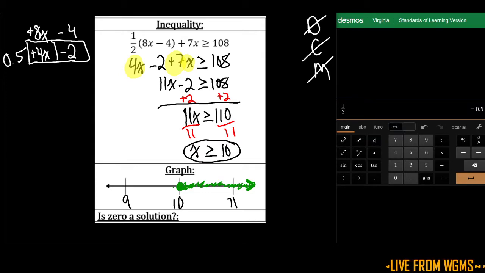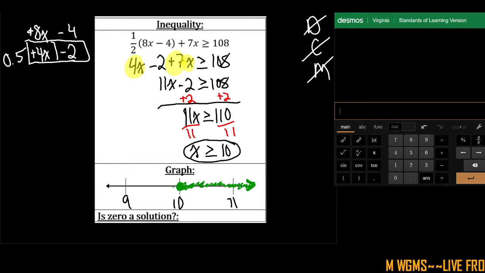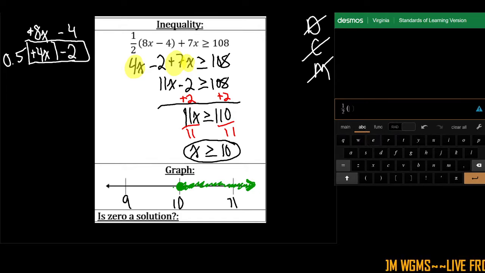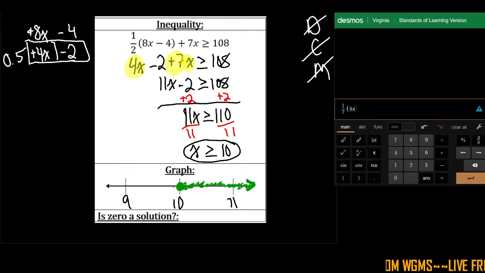So now let's say is 0 a solution? Let's find out. So we can actually check and see. I can type it in. I can say 1/2 times the quantity, let's have 8x minus 4 parentheses, and then we have plus 7x.